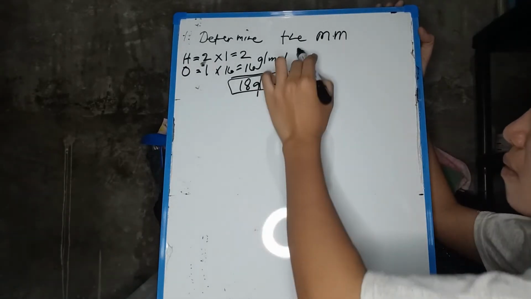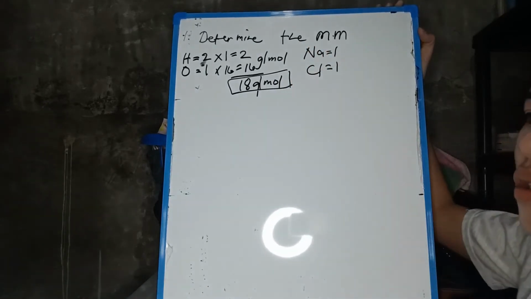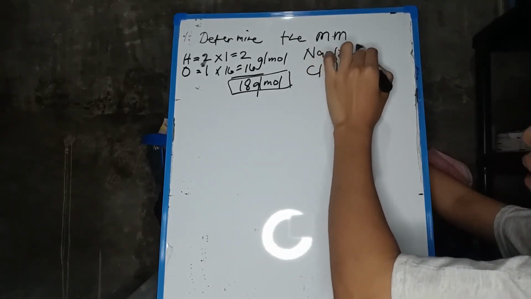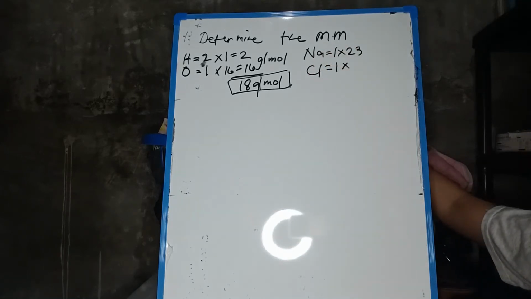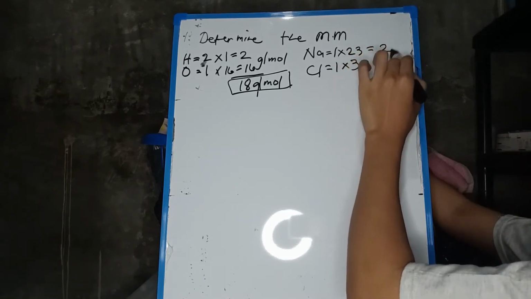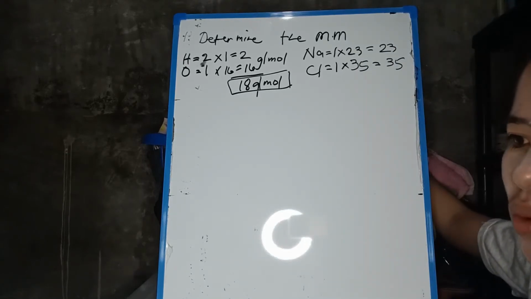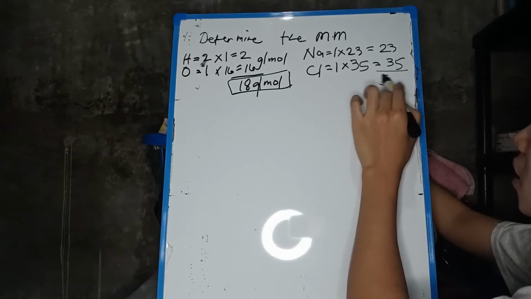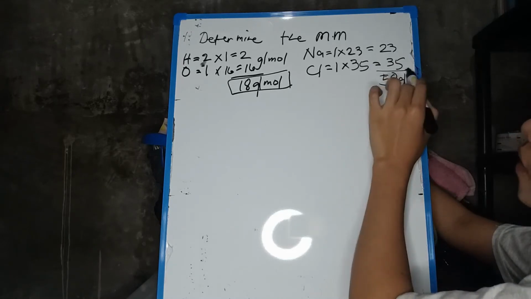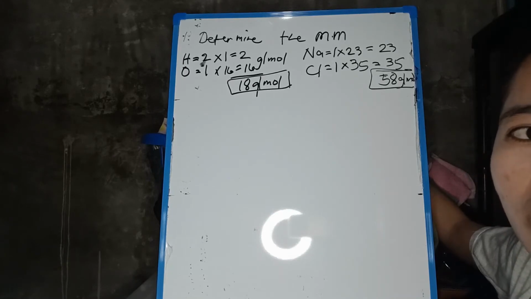So next, molar mass of sodium chloride. So for sodium, we have 23. And for chlorine, we have 35. So multiply, then add. So 23 plus 35 is equals to 58. So 58 grams per mole. So we have now our molar mass for the two substances. So next steps is determine the moles.